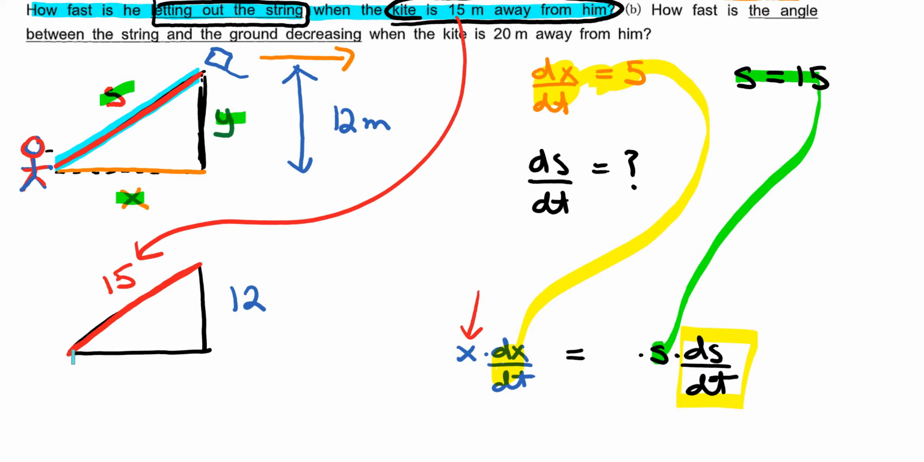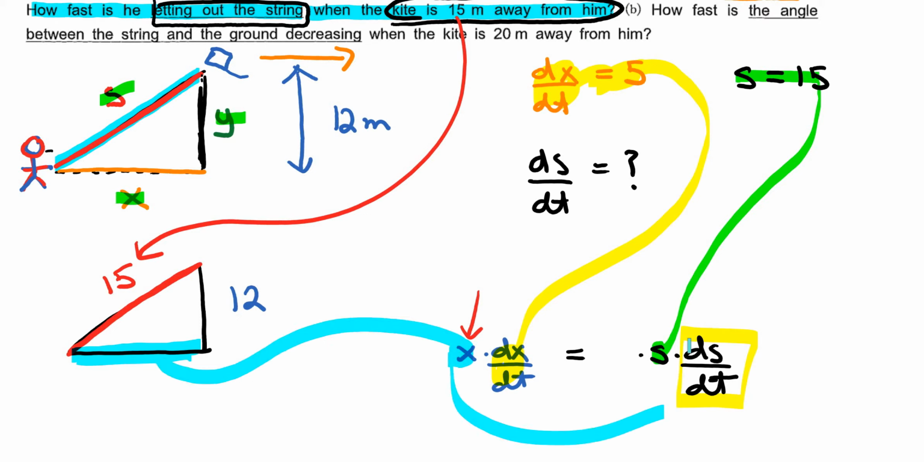And what I need to do is find out what this horizontal distance is. Once I find that horizontal distance when the kite is 15 meters away from him, I can use that horizontal distance and plug it in there, and that will allow me to find what rate the string is coming out at. Okay, so let's go ahead and use the Pythagorean Theorem and find out what the x value is. So that's going to be x squared plus 12 squared equals 15 squared.